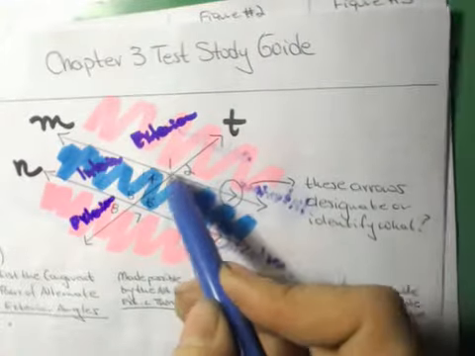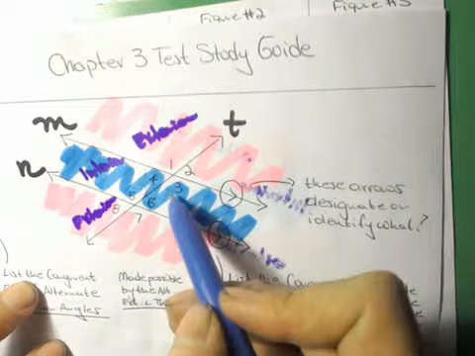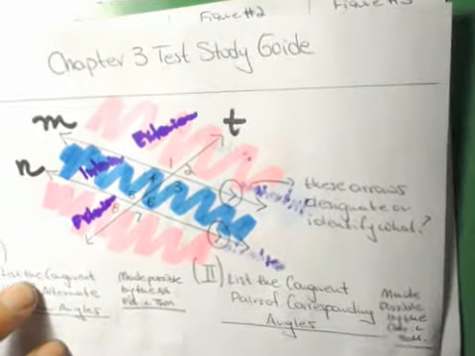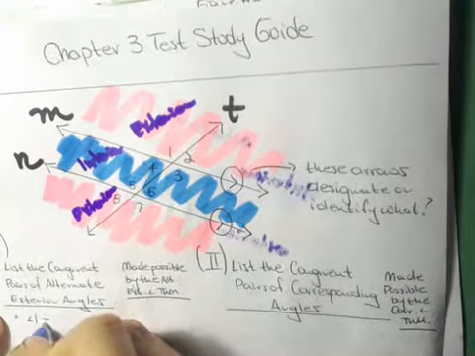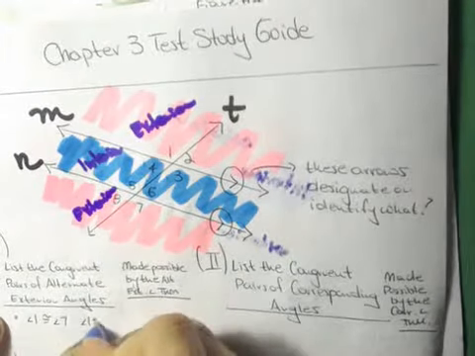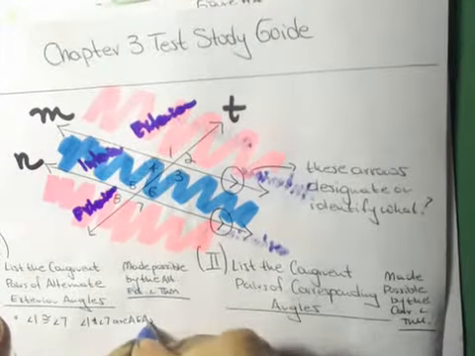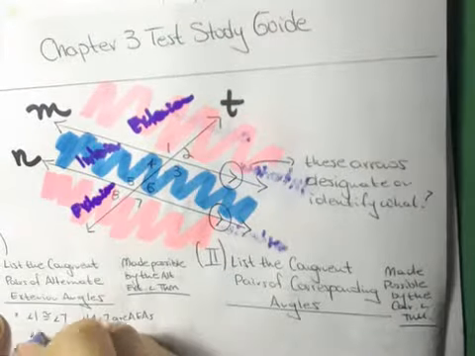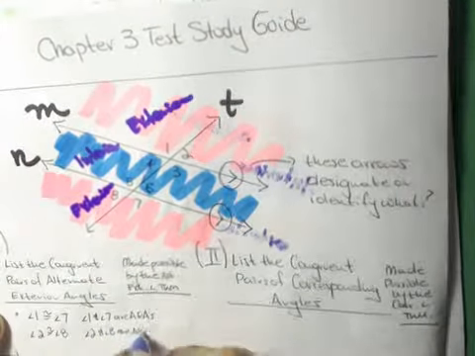Okay, so to qualify as alternate exterior angles, they're moving across a transversal, they're hugging different coplanar lines, and they're both exterior angles. So we can say that angle 1 is going to be congruent to angle 7, and that angle 1 and angle 7 are alternate exterior angles. We can also say that angle 2 is congruent to angle 8, and that angle 2 and angle 8 are alternate exterior angles.